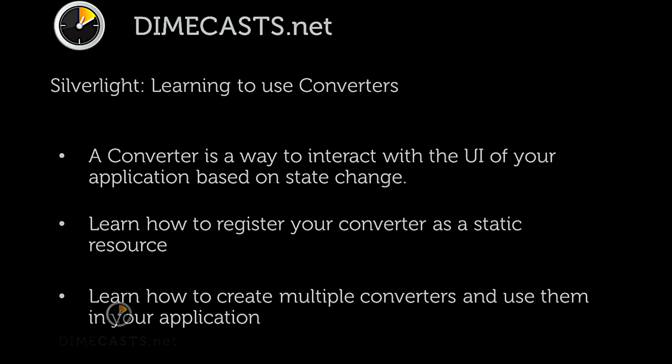We'll create a value converter that will return text. We'll create a value converter that will toggle visibility, and then we'll create a value converter which will change the style of a text block. These examples are simple, but they do show the power of the IValueConverter interface.